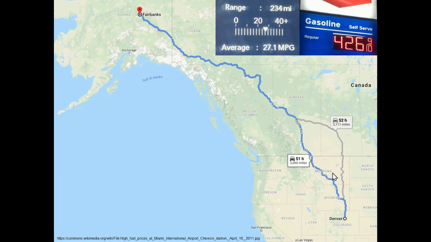Maybe a not so life and death example here, but let's say that you want to do a road trip from Denver to Fairbanks, Alaska, 3,066 miles. And we want to calculate, before we do the trip, how much it's going to cost in gas. So I want to take these numbers here, my miles per gallon, the dollars per gallon, and the number of miles, and come up with an answer in dollars.